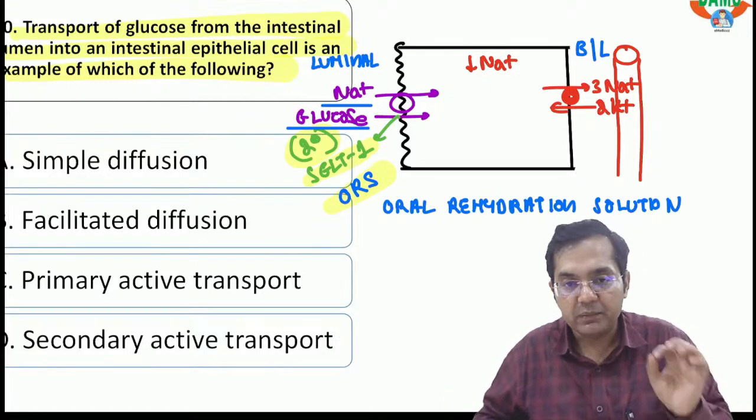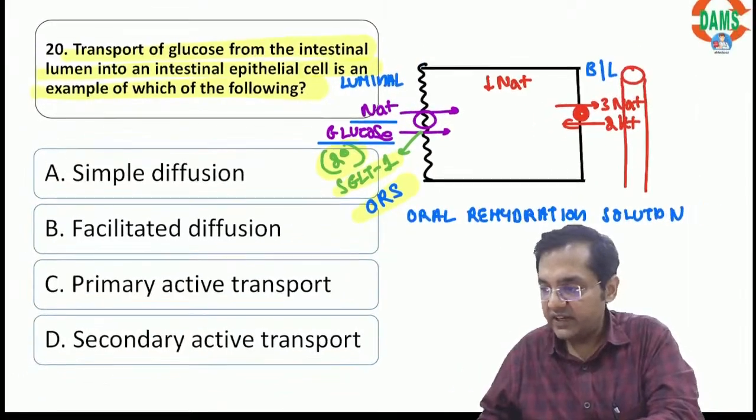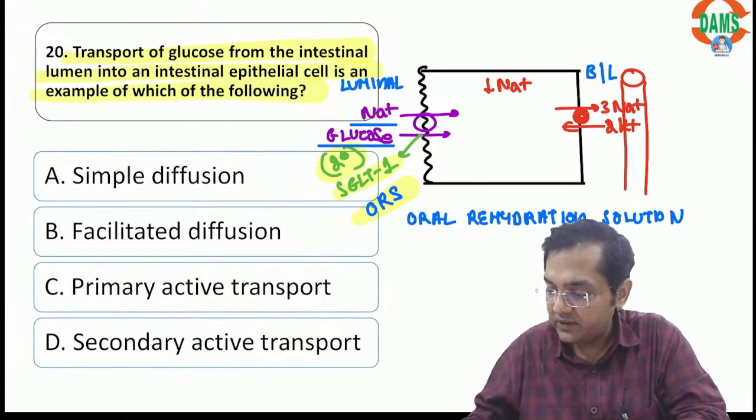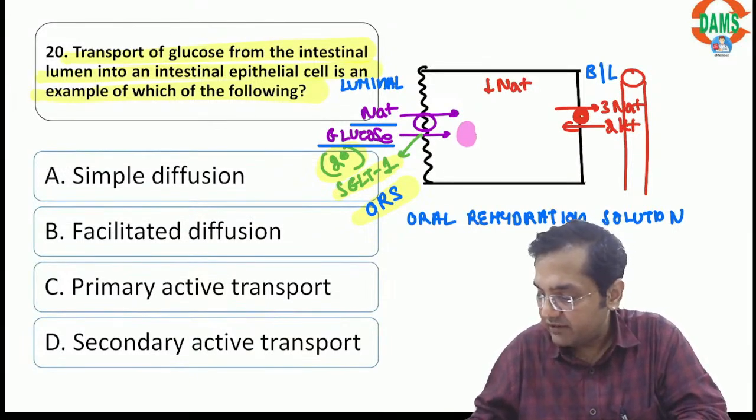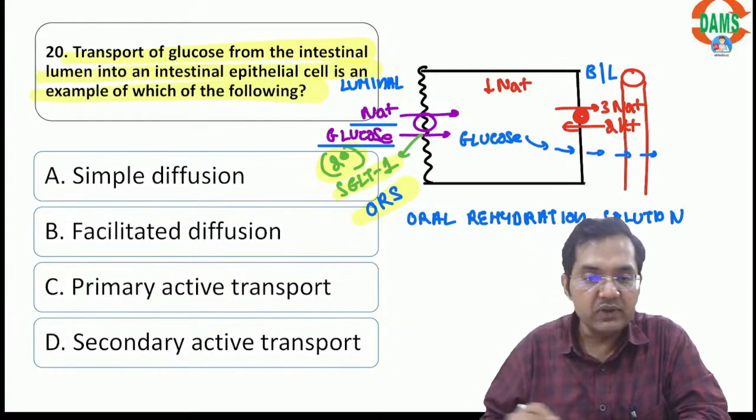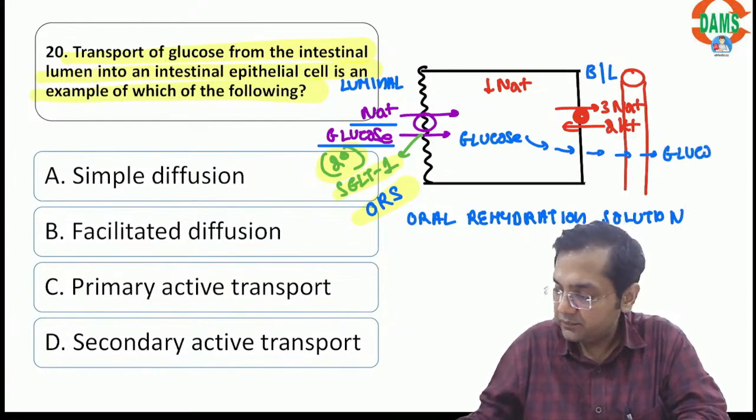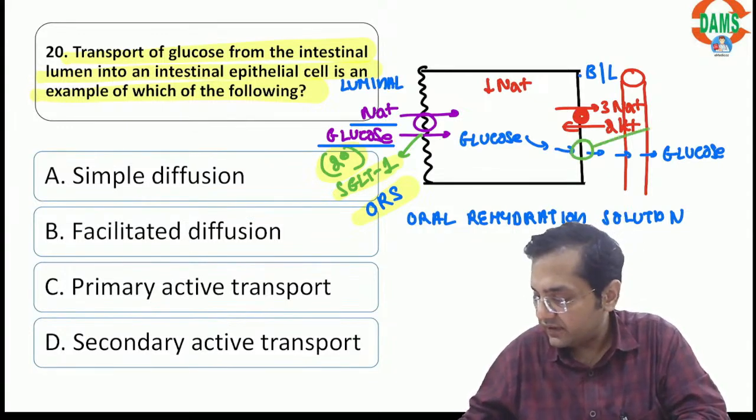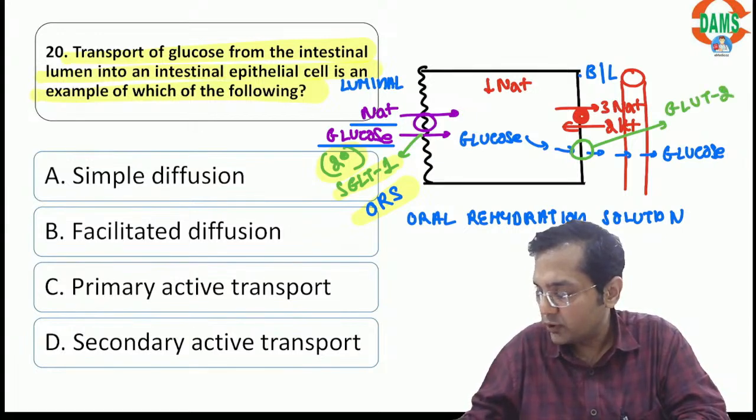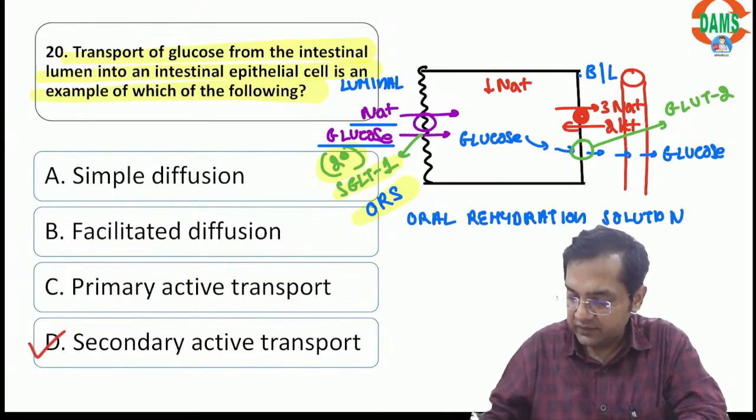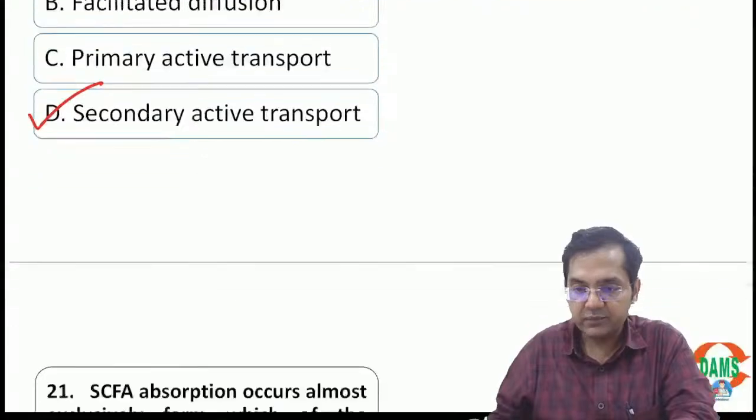So any question can come in the exam. Facilitated diffusion is the wrong answer, Kishore. I asked you from the intestinal lumen. This is the intestinal lumen. Okay, please listen. When will facilitated diffusion be the answer? If I ask you how the glucose will move from the basolateral side to the blood vessel, now the answer is this transporter, which is GLUT2. This is facilitated, right? So the answer over here is secondary active. Let's move to 21.